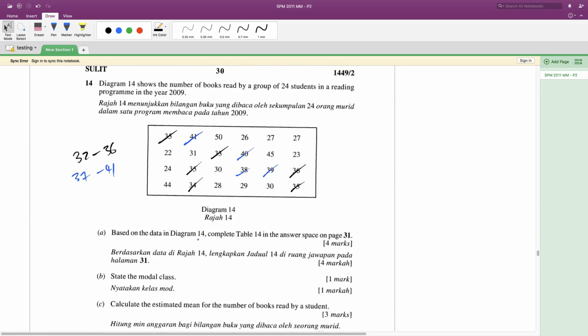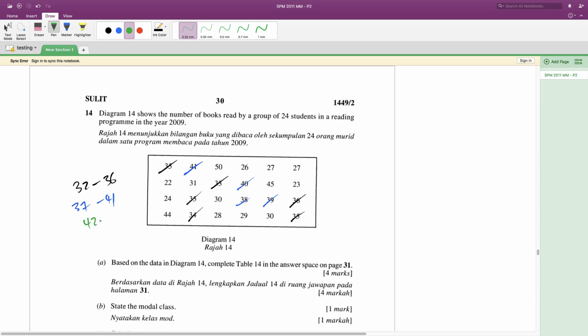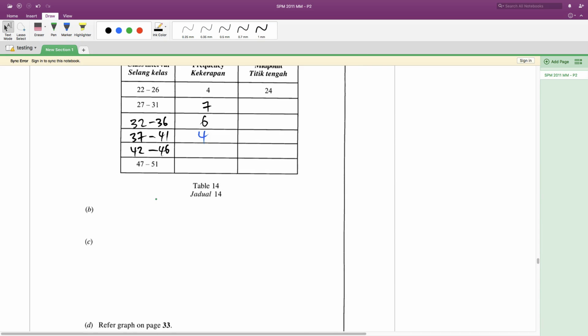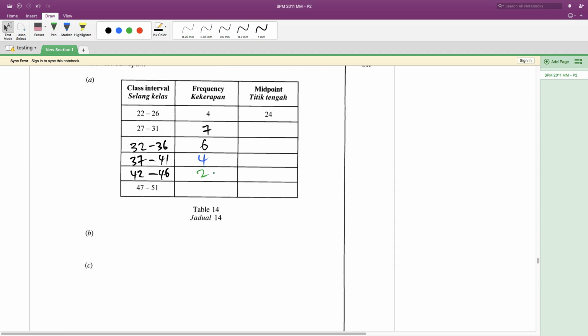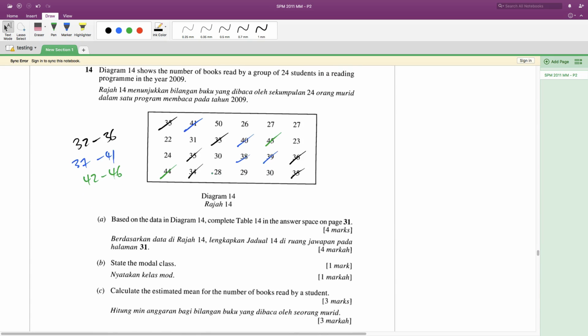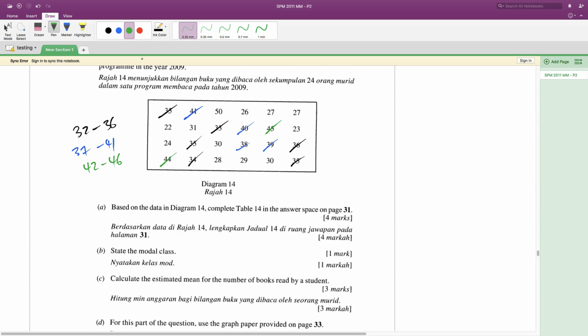And then 42 to 46. We have 1, 2, so we have 2 here. 47 to 51, we have 1 only.